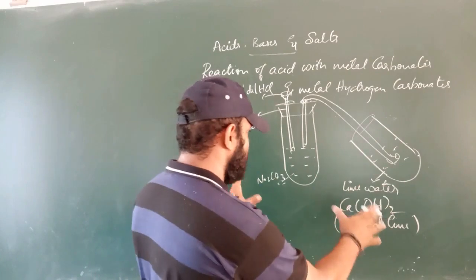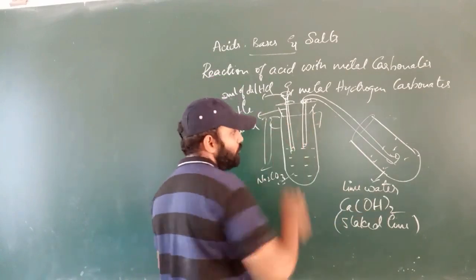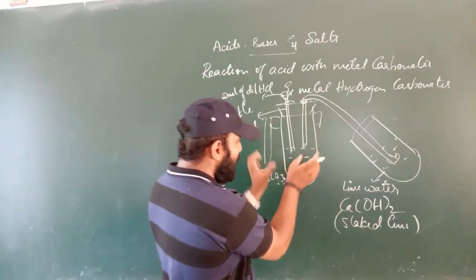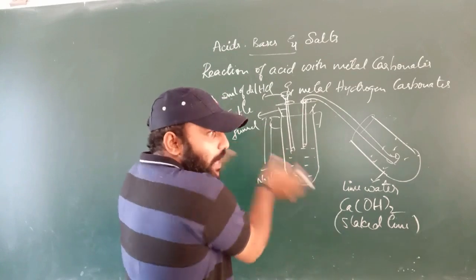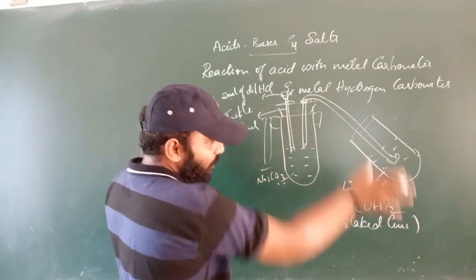So this is our apparatus. I will clamp this one to the retort stand. Parallelly, I will be doing the same experiment with another test tube. What is that? It's sodium bicarbonate. Same thing, whatever I have done here.